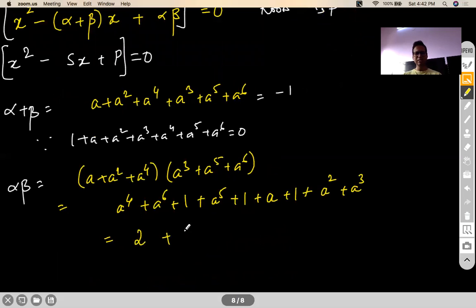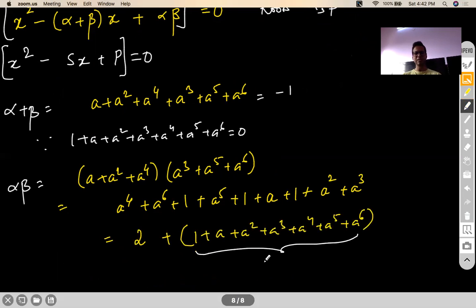2 plus 1 plus a square, a cube, a4, a5, a6? Okay. So can I say this is going to be 0? So your product will be 2. So you know the sum now, you know the product now. So who can stop us from getting the quadratic?